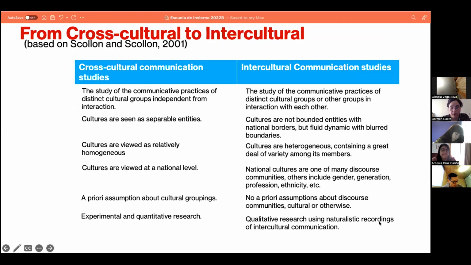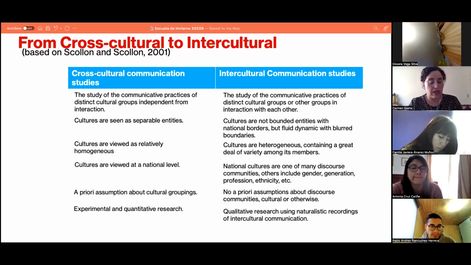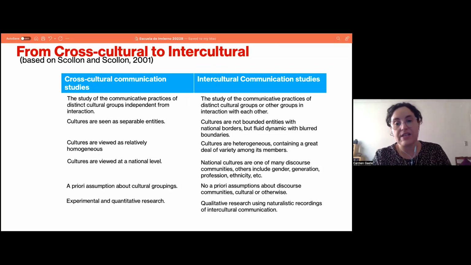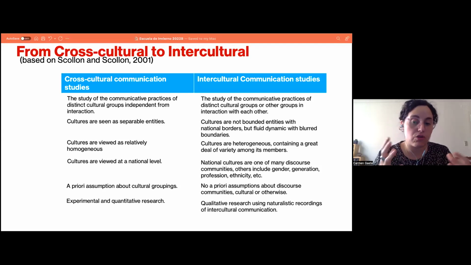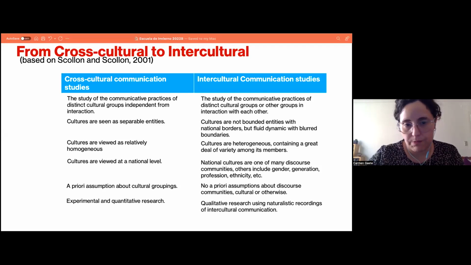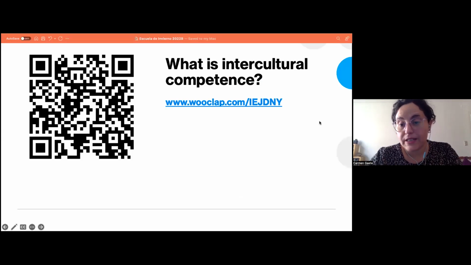And I think the last difference is that cross-cultural communication studies study communication and identity with experiments and quantitative research, whereas for intercultural communication studies, qualitative research is a better choice, because it allows you to look at interaction and the changes in identity and your projection of identity in a deeper way, so to speak. But that's not important for this one. It's just to round up how these two different approaches to cultural studies have conceived research in this way.